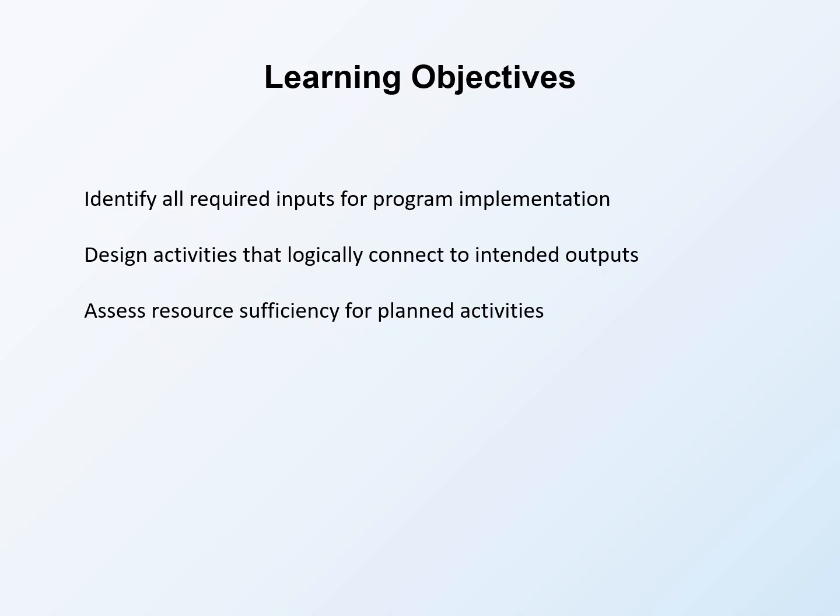By the end of this lesson, you'll accomplish 3 objectives. First, identify all required inputs for program implementation. This means cataloging every resource your program needs: money, people, materials, space, partnerships. Second, design activities that logically connect to intended outputs. Activities should flow naturally from inputs and produce clear, measurable results. And third, assess resource sufficiency. Do you actually have enough of what you need? This reality check prevents planning programs that can't be implemented.